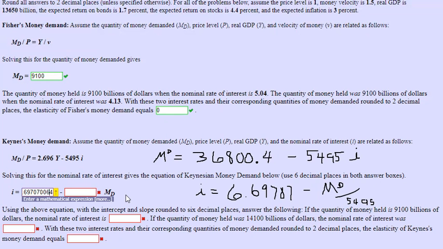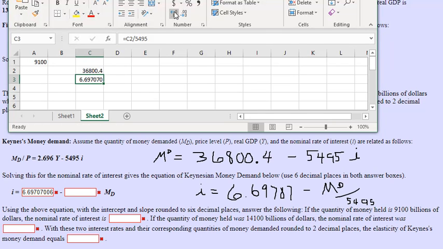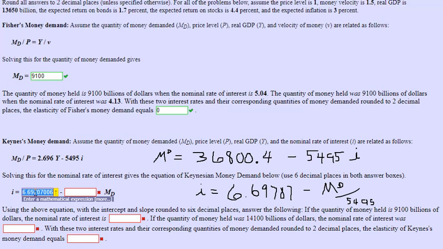Well, 6 decimal places, right? That's cool. Let's go back here to Excel. That is 6 decimal places, right? 1, 2, 3, 4, 5, 6. I don't need the 0 there. Okay, there we go. Okay, good.